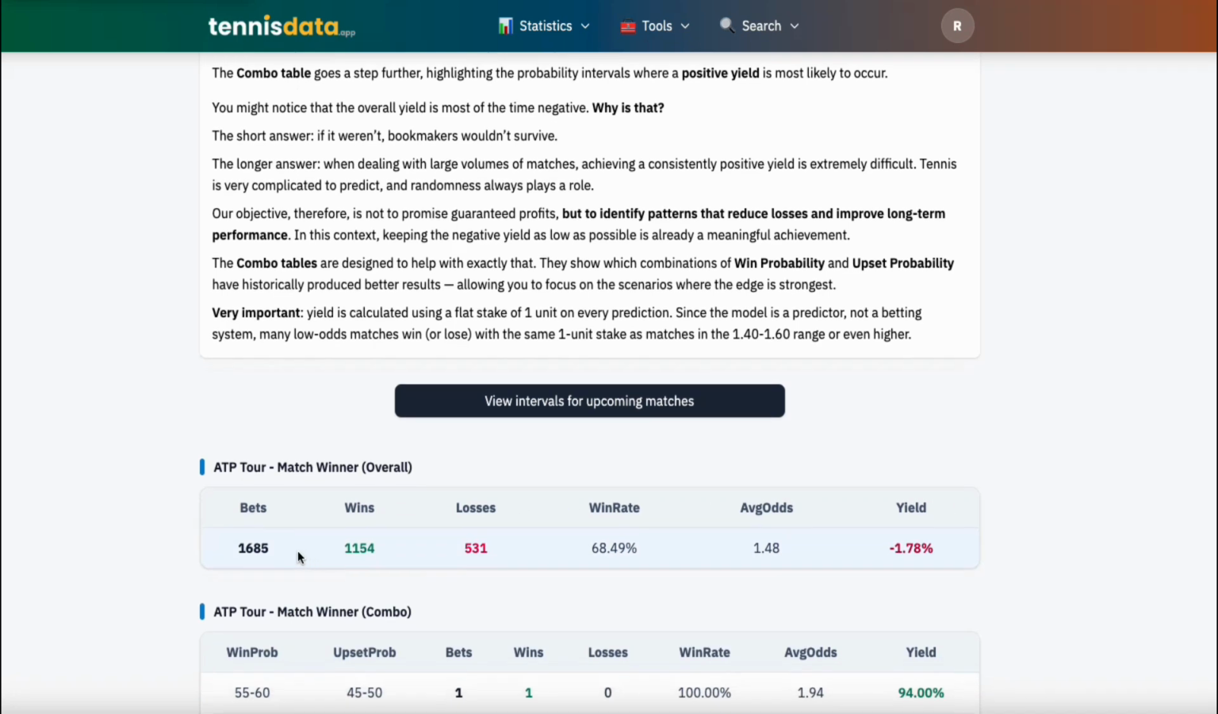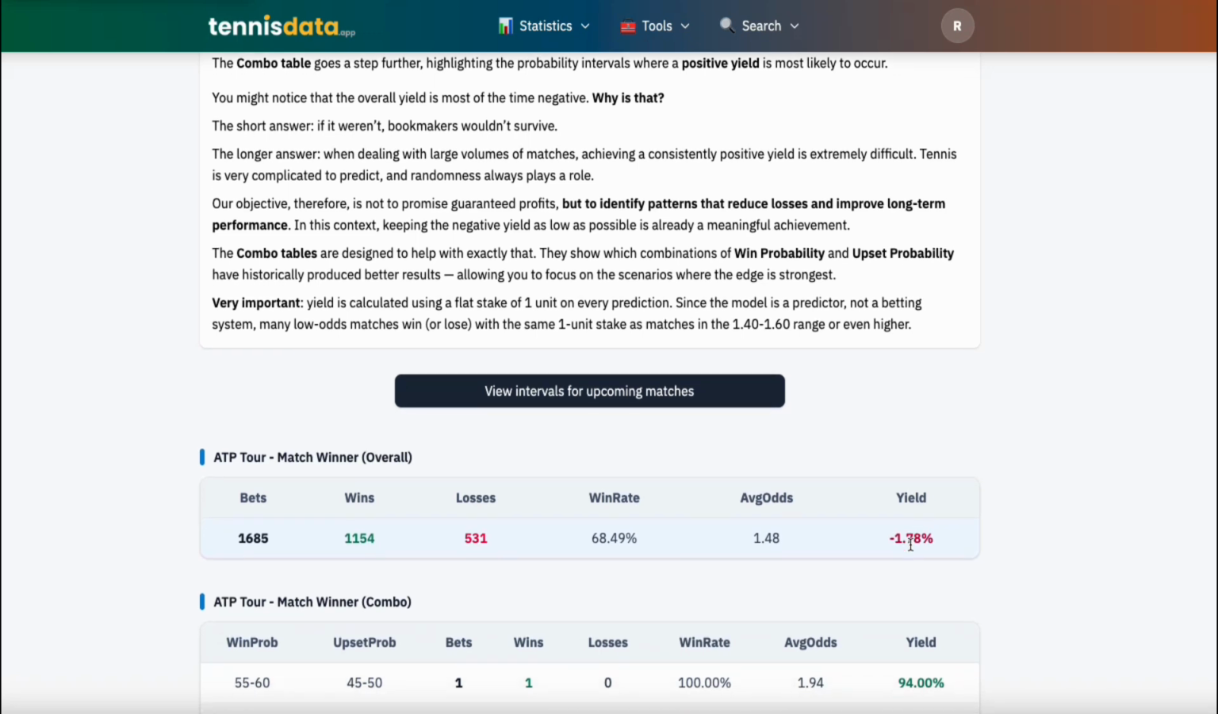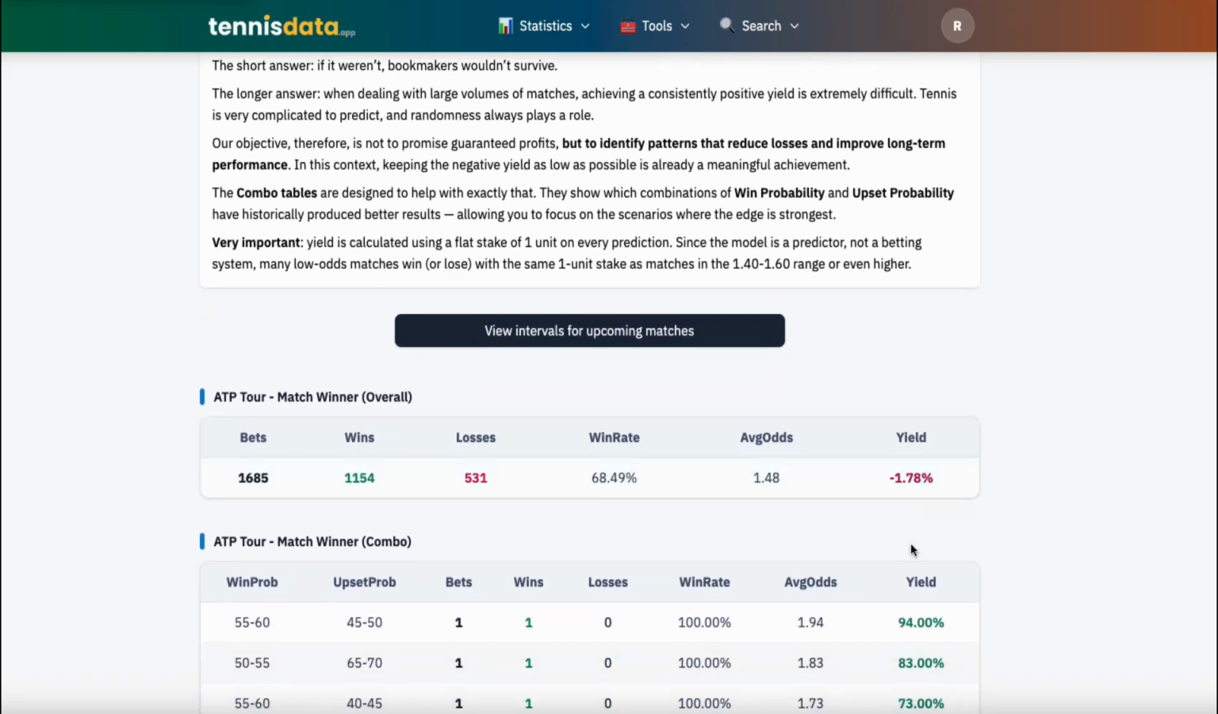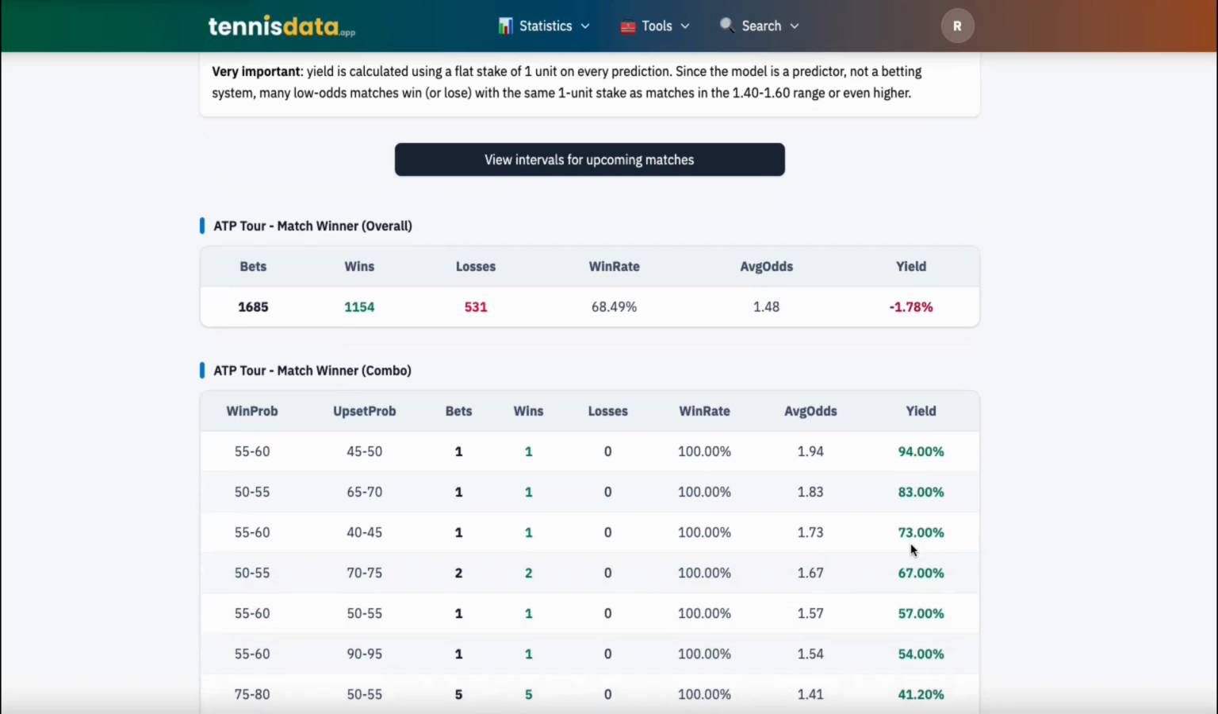One way to think about it is this. If I had placed a $1 stake blindly on each of the model's 1,685 match winner predictions, I would have lost only around 1.8% of the total stake. That shows the model is a good predictor, even without a staking system or manual filtering.